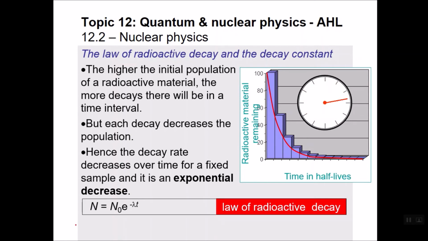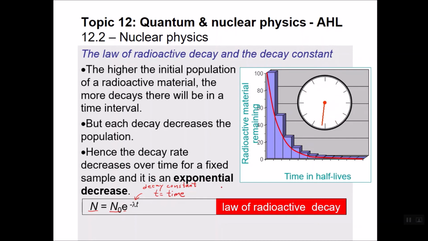So we can represent this as this graph line, this exponential: the current population, the amount of the current material that we have left, equals the original population times e raised to the minus lambda t. Lambda is the decay constant, and t is the time frame that this decay has happened.